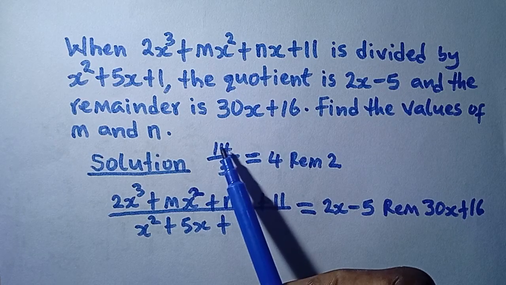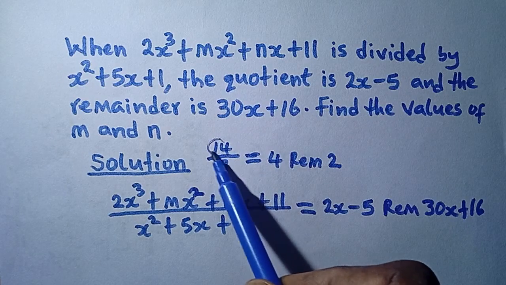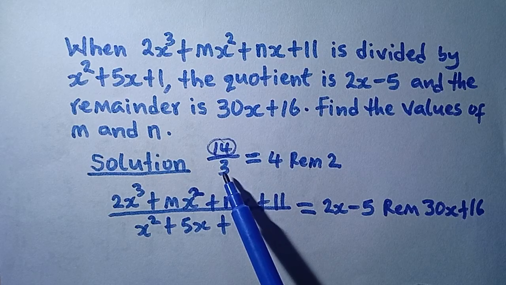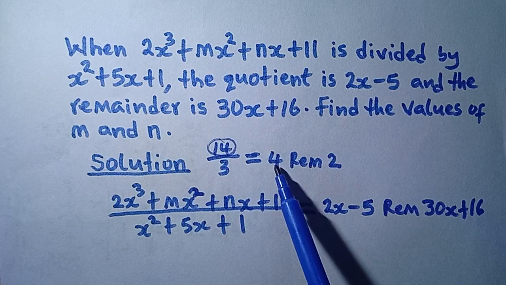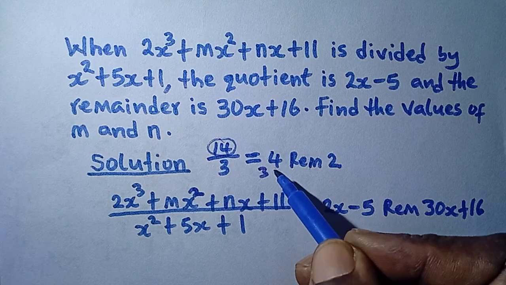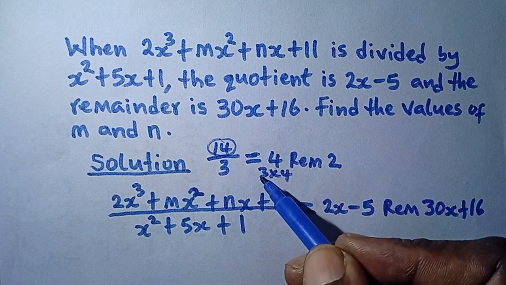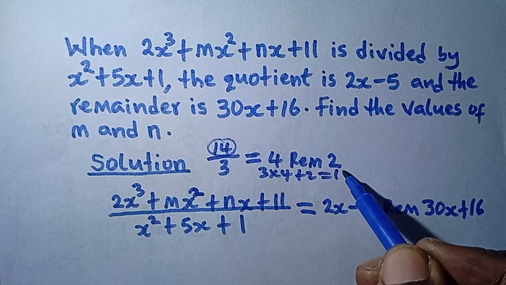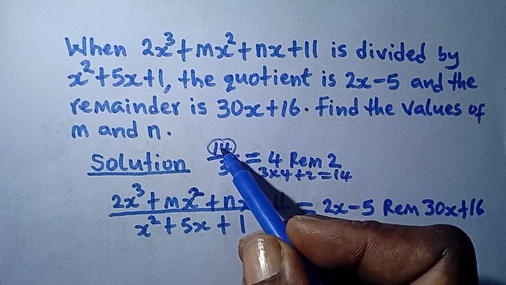Now, in order to get this 14, what you are going to do is to say 3 multiplied by 4, which is 12. Then 12 plus 2 is equal to 14, which is what we have here.